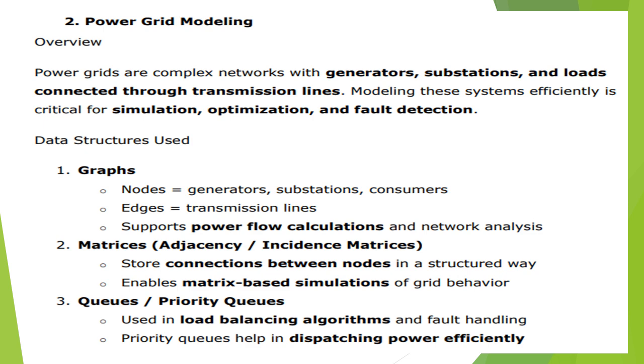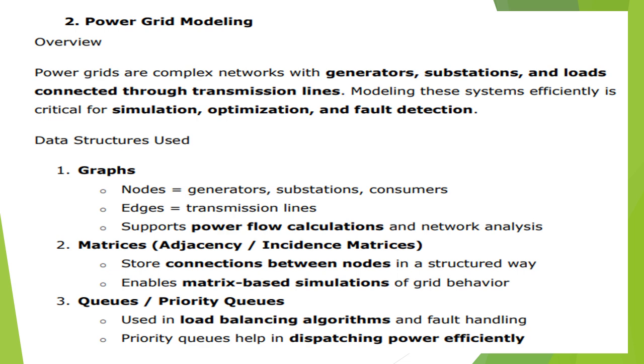Next, the use case of power grid modeling. The power grid is a complex network which generates and supplies load through transmission lines. Modeling these systems efficiently is critical for simulation, optimization, and fault detection. The data structures used are graph, matrix, and queue. Graph: the nodes are represented as generators, substations, and consumers, and the edges are the transmission lines, and it supports power flow calculation and network analysis.